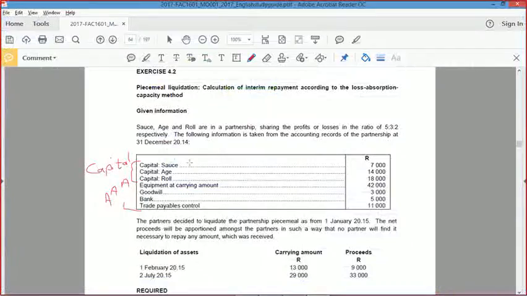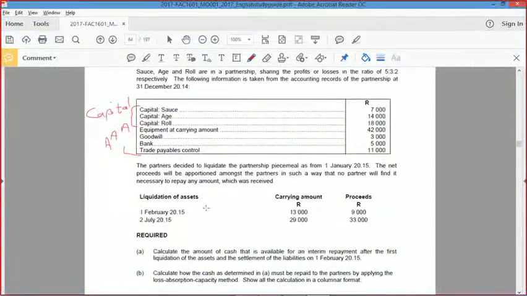All right, the next bit over here is the liquidation. The question goes on and they tell you that you've liquidated assets according to those dates. So how many stages do we have here? Two. Okay, so let's first look at the 1st of Feb. How much did you sell on the 1st of Feb?